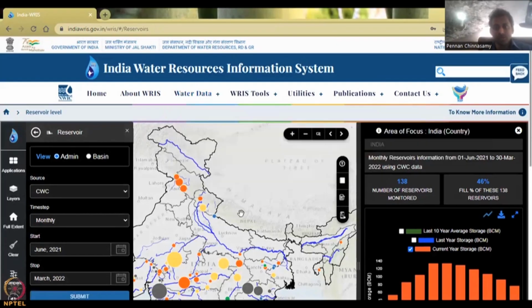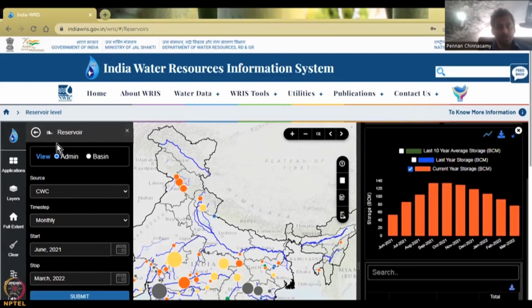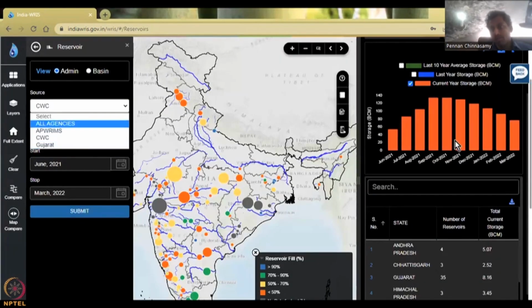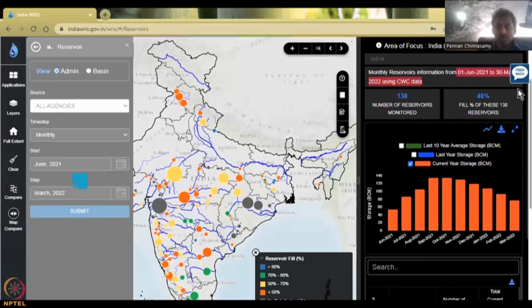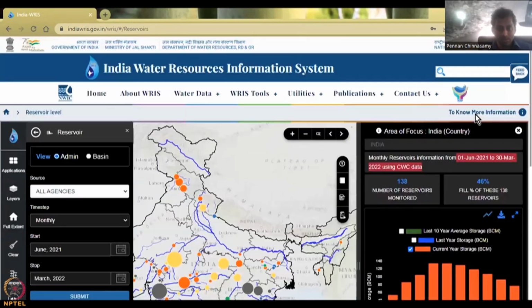This comes up. What you see here is the same default date, from 1st June to 30 March 2022. We are having around 138 reservoirs, of which 46% is the full capacity. Right now we are nearing the summer period, so there is some water use. If you have CWC alone, then this is the number of reservoirs monitored. But I'm going to use all agencies so that we also see the state-owned agencies. Still the number is the same, which means all the agencies have been incorporated.